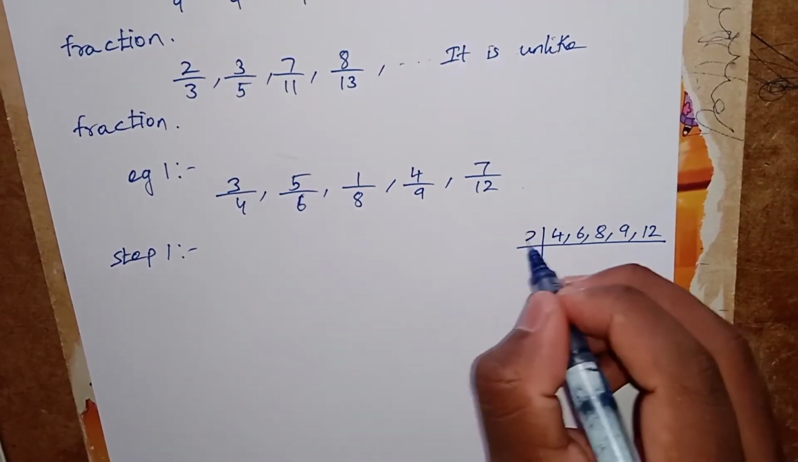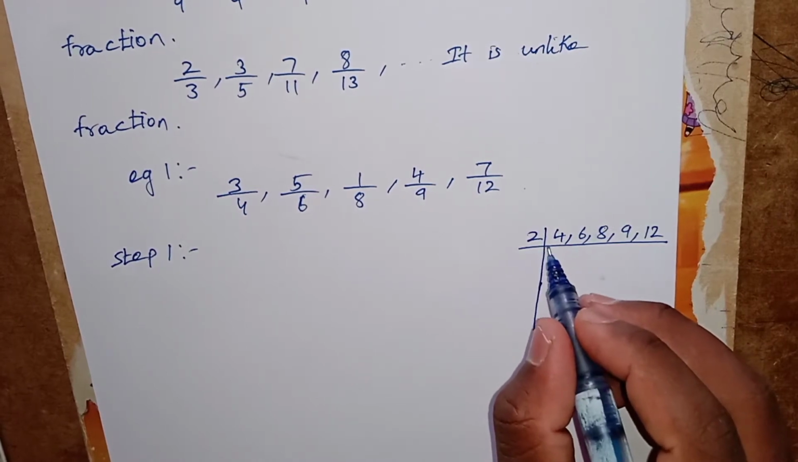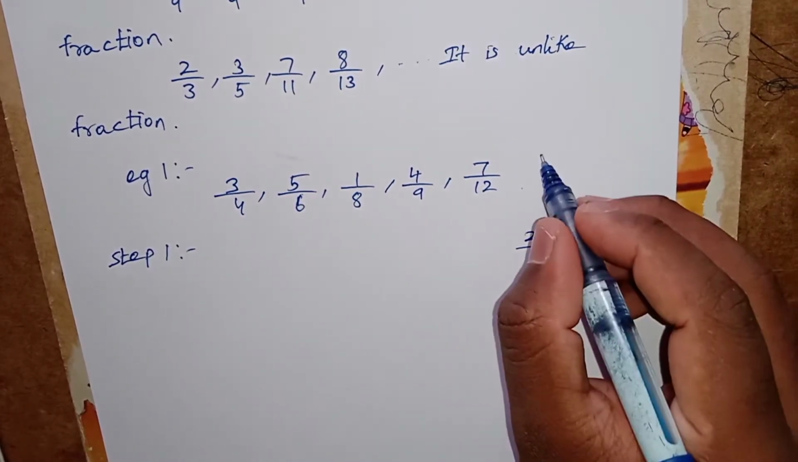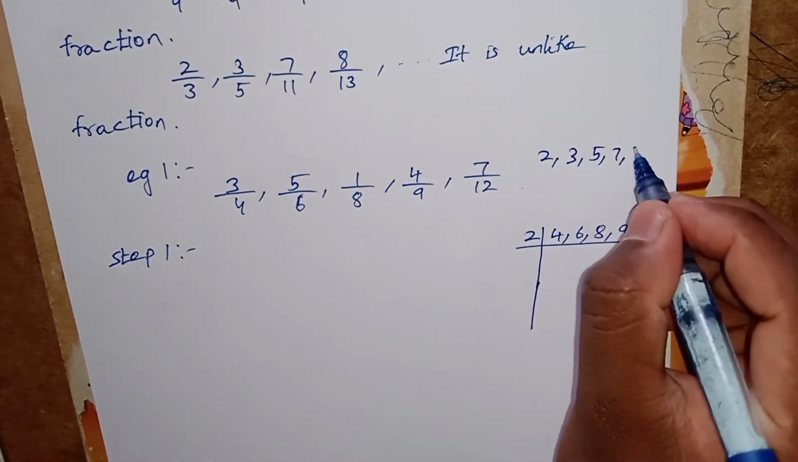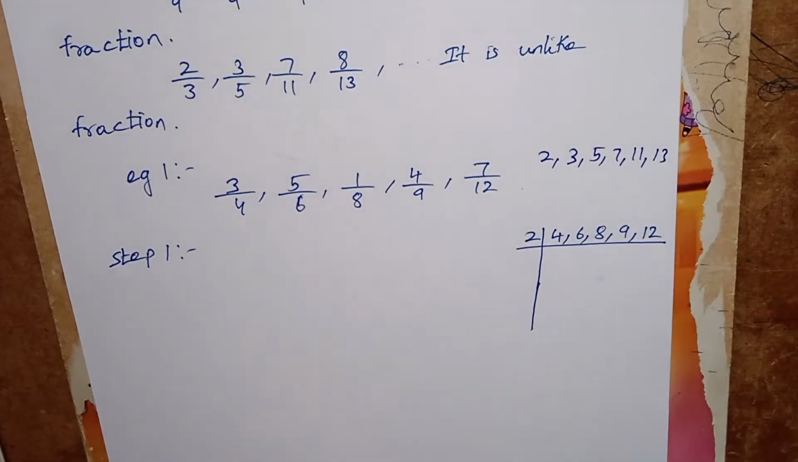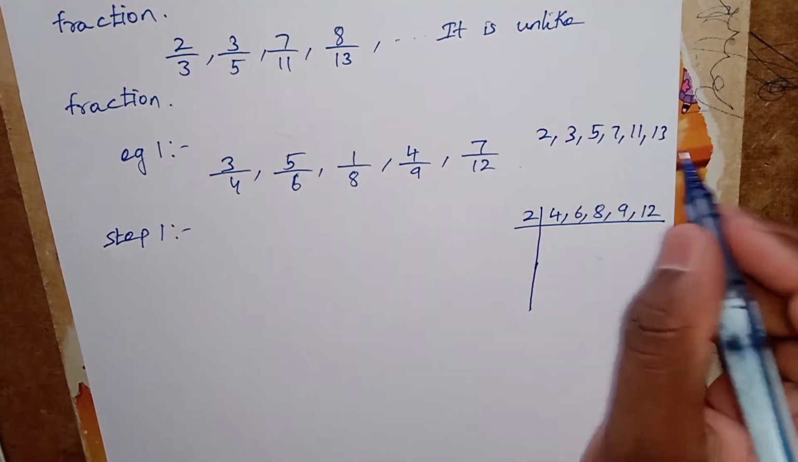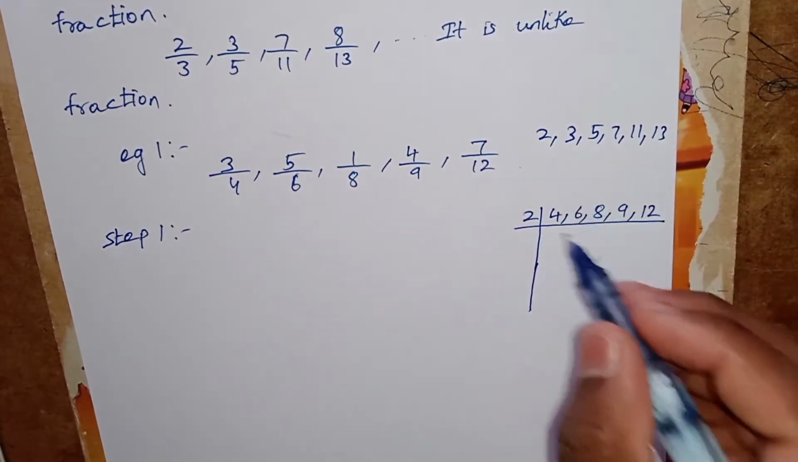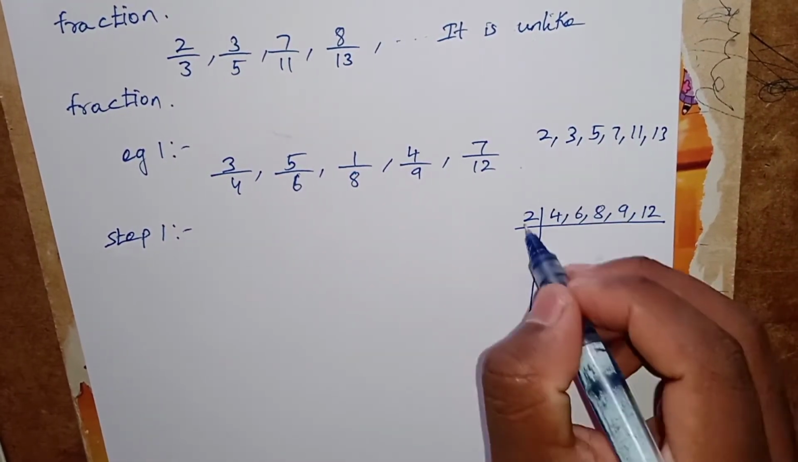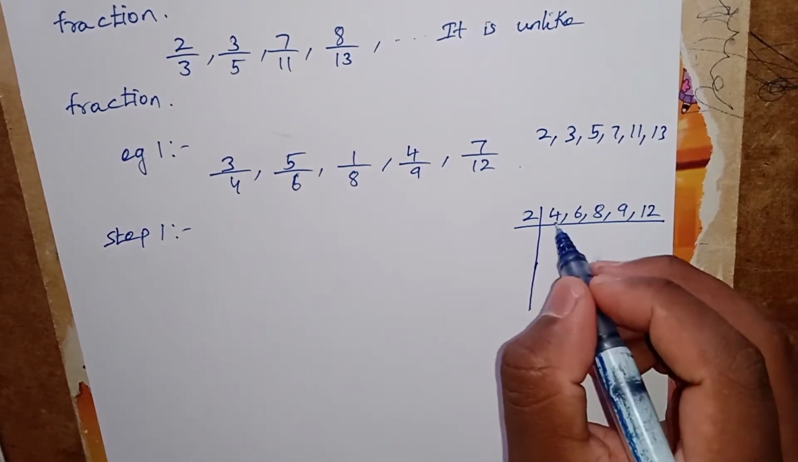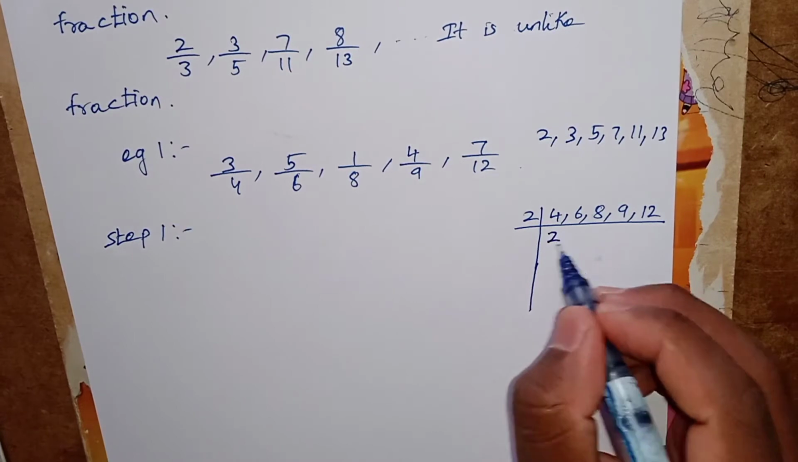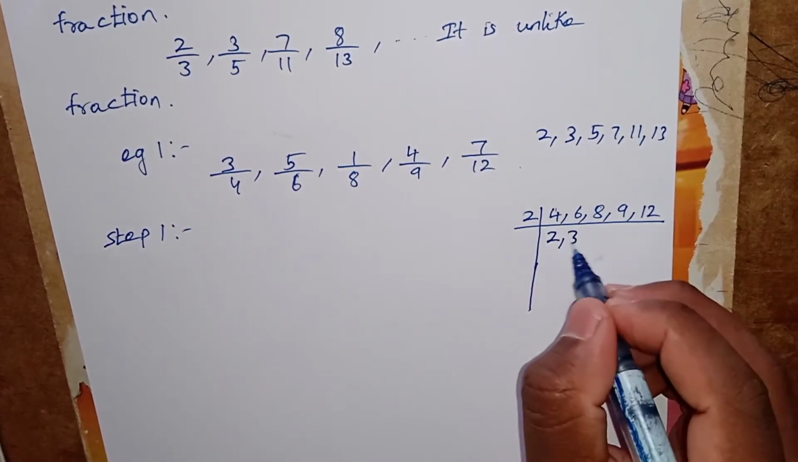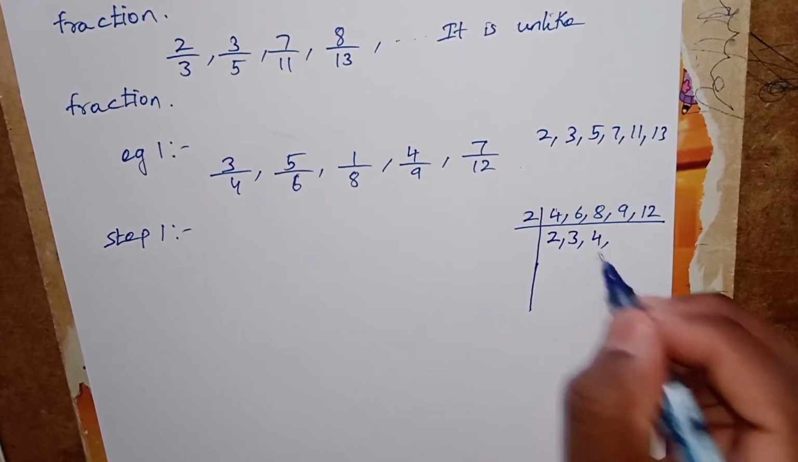Okay, here you have to start from prime numbers: 2, 3, 5, 7, 11, 13. These are my prime numbers. You have to start from the lowest number. Here I am starting from 2 because here are even numbers. 2 2s are 4, 2 3s are 6, 2 4s are 8.